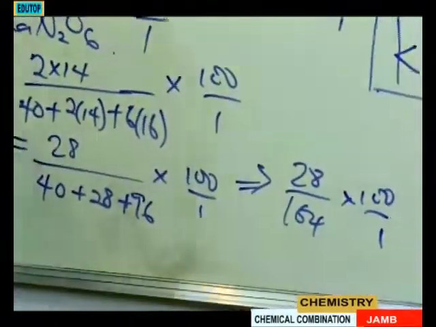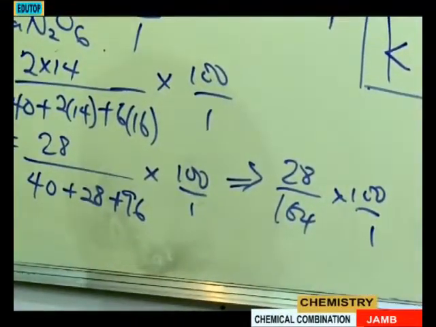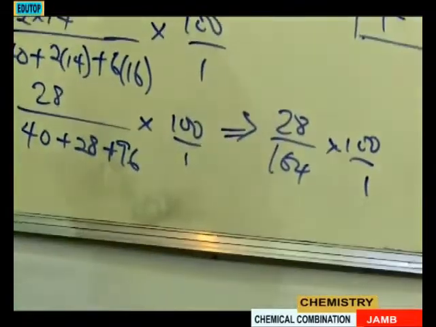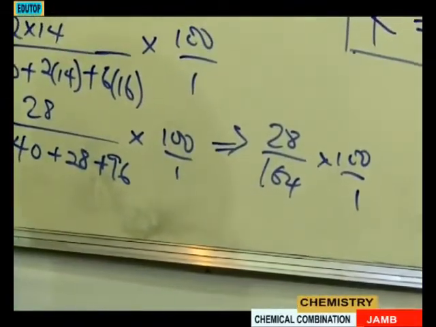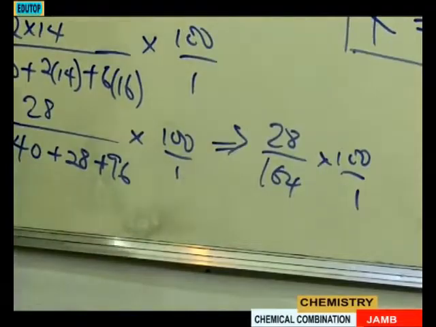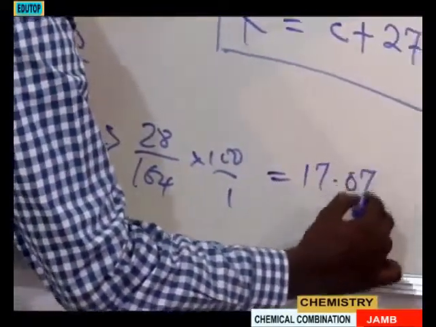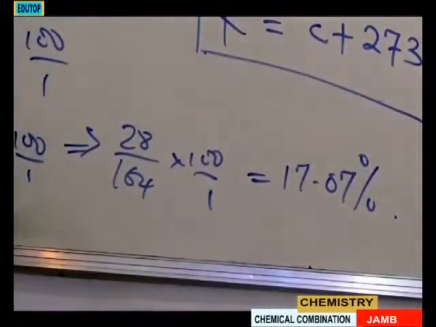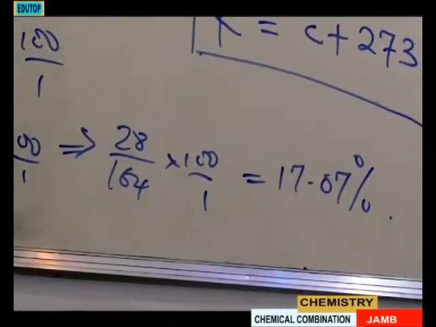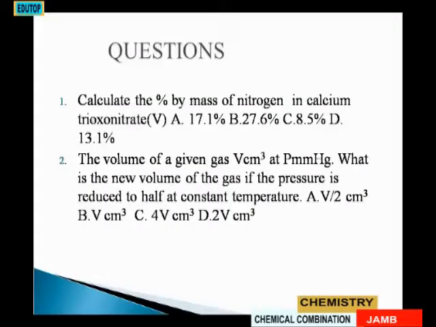So here, 28 divided by 164 multiplied by 100. Then I'm going to get 17.07. So I have 17.07%. So I go to my options and check out the one that correlates to that value.